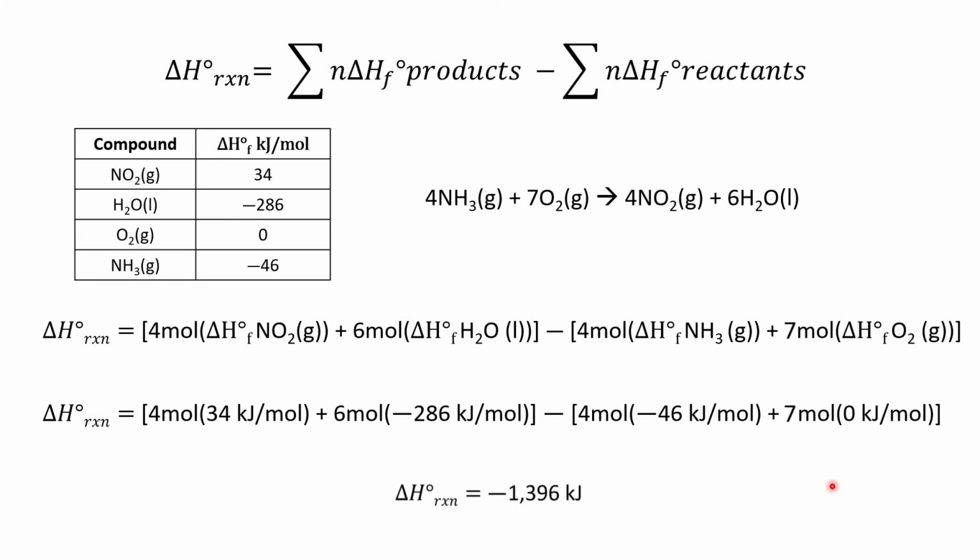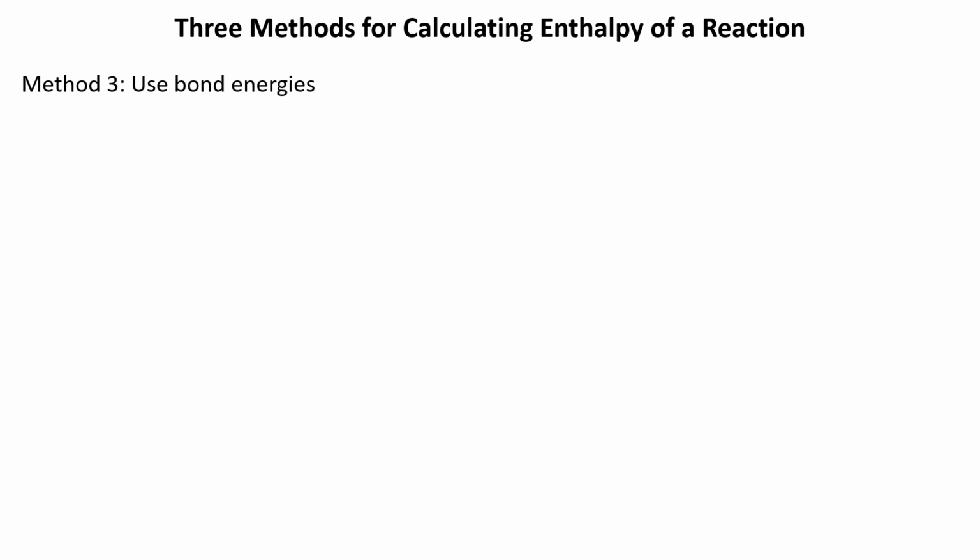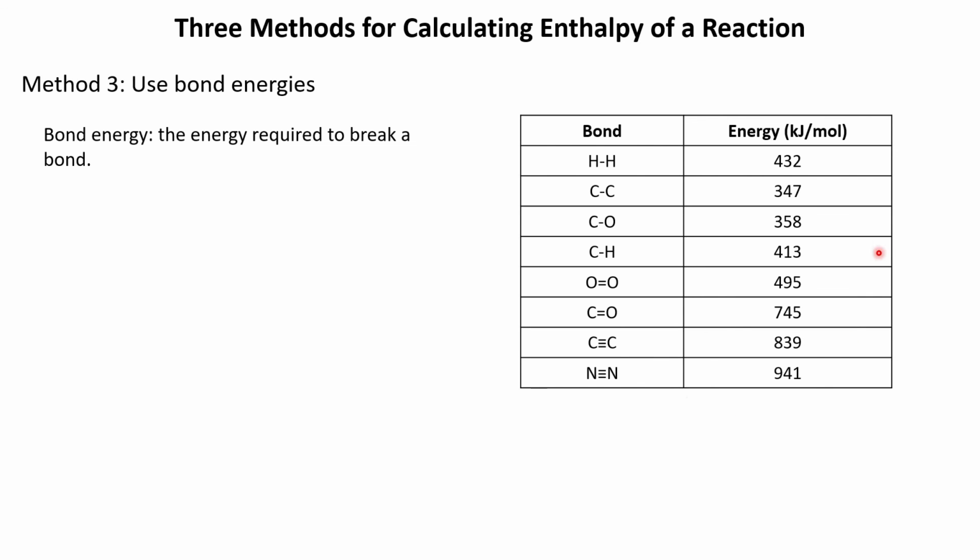We're not quite finished. I have one more way to show you how to calculate delta H of a reaction. For this final way, method 3, we are going to use bond energies. So again, what is a bond energy? This is simply the energy required to break a bond. Bond energies come in a table, just like the heats of formation. So here is a table showing a bunch of different bond energies.